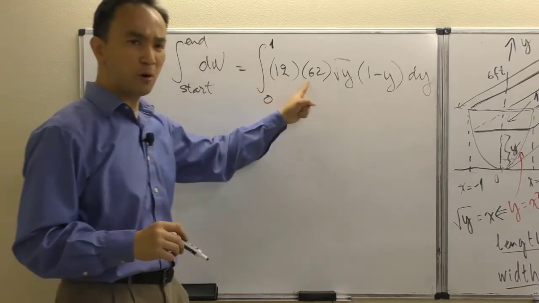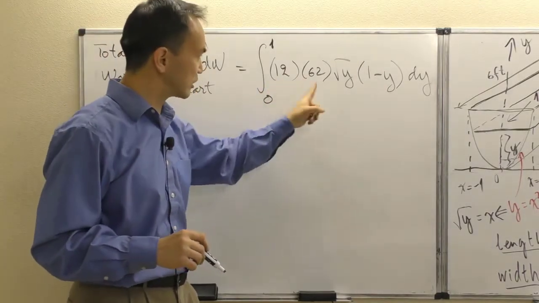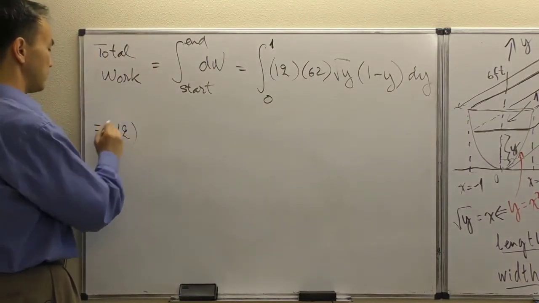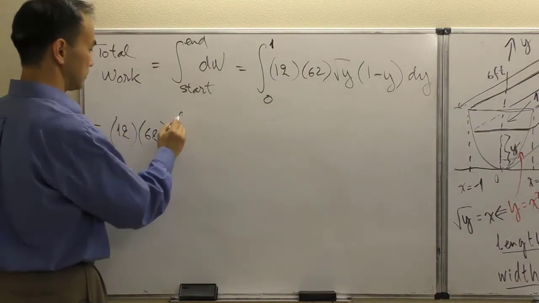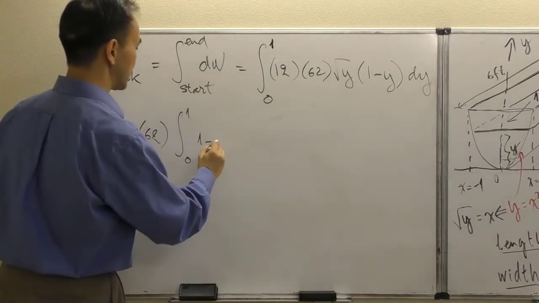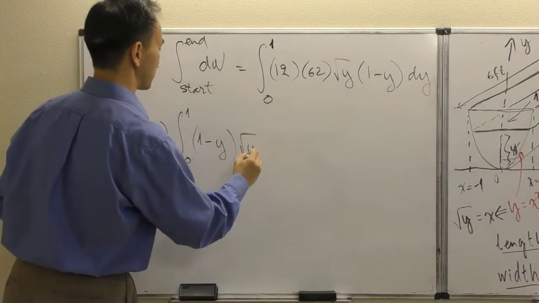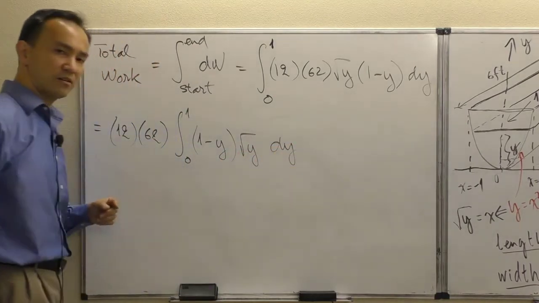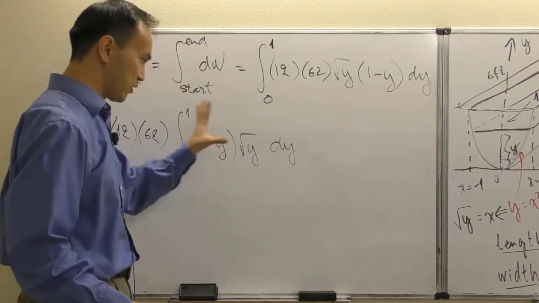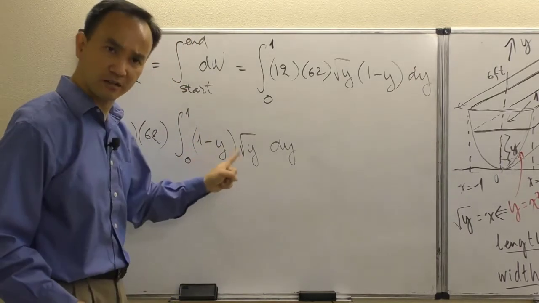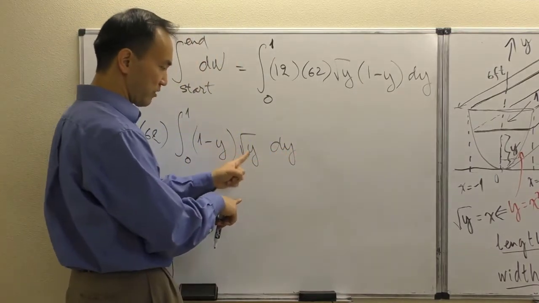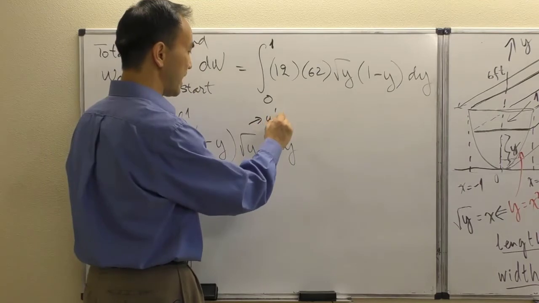There's no need to multiply the 12 and the 62 right now. They are just coefficients, so I'm going to keep them in front. So it's going to be 12 times 62, multiplied with the integral from 0 to 1 of 1 minus y times square root of y dy. Okay, and then before using the fundamental theorem of calculus, I am going to work out the algebra a little bit on these terms right here. Notice that the square root of y is the same as y to the 1/2 power.